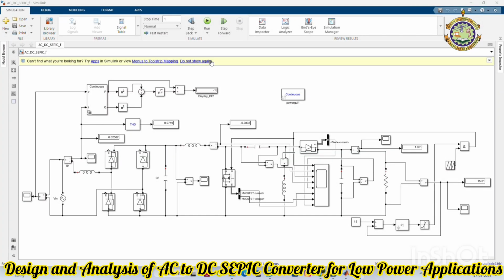Let me explain the MATLAB simulation for our proposed AC to DC SEPIC converter. Here the AC to DC conversion is achieved using a diode bridge rectifier, and a filter capacitor is placed across the input of the SEPIC converter to ensure low ripple content in the DC voltage. The DC to DC conversion is performed using the SEPIC converter topology, and the MOSFET gate pulse is generated using a PWM generator with a PI controller for closed loop operation, ensuring highly stable operation of the converter.